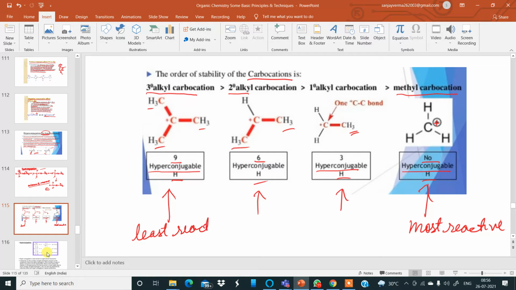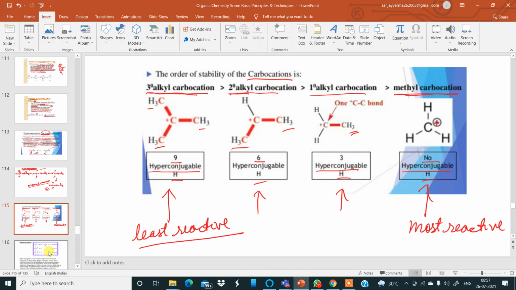So we can ask two questions from this concept. I can give you a 3 degree carbocation, a 2 degree, and two 1 degree carbocations, and ask you to arrange them in increasing or decreasing order of reactivity. I can also ask you to arrange them in decreasing or increasing order of stability. So you must use your understanding of hyperconjugation and answer the question. Okay, so that was all about hyperconjugation.